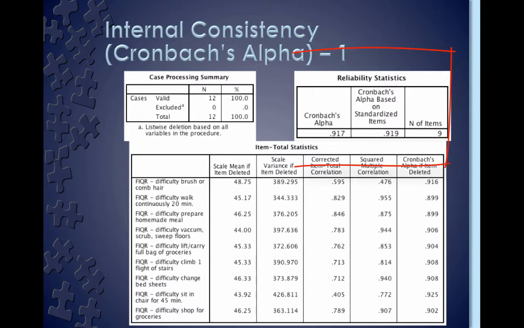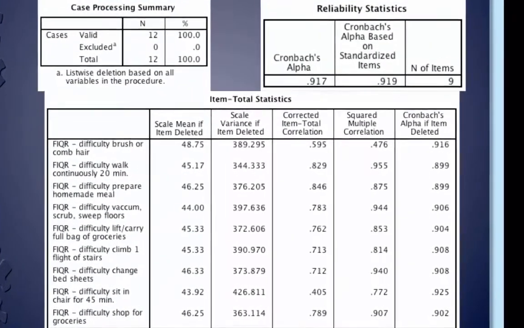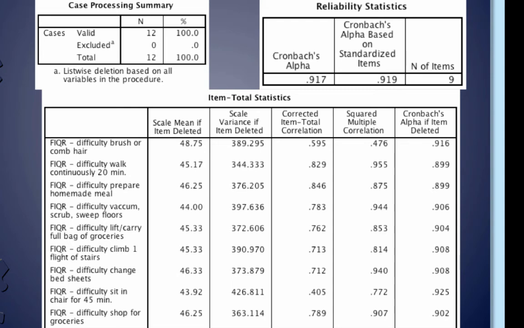Now let's look here at this second table, reliability statistics. We have three different columns, Cronbach's alpha, Cronbach's alpha based on standardized items, and the number of items. Don't worry about this middle one. You want to focus in on Cronbach's alpha and the number of items. And then we have our item total statistics. I'll get to that in just a moment.